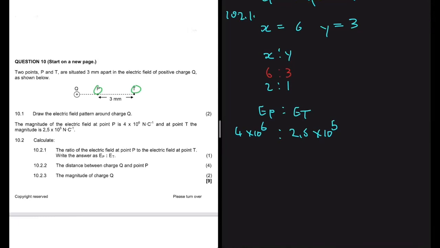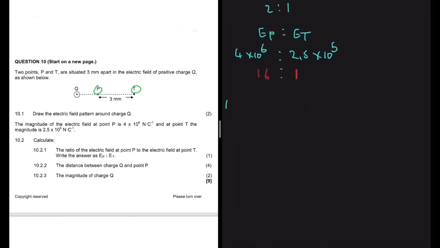So we divide both numbers by the smallest. Clearly, between 4 times 10 to the 6 and 2.5 times 10 to the 5, 2.5 times 10 to the 5 is the smallest one. So we're going to divide by 2.5 times 10 to the 5 on both sides. On the right hand side, we are essentially dividing it by itself, so we should get 1. And then 4 times 10 to the 6 divided by 2.5 times 10 to the 5 should give you 16. So EP is to ET as a ratio of 16 is to 1.